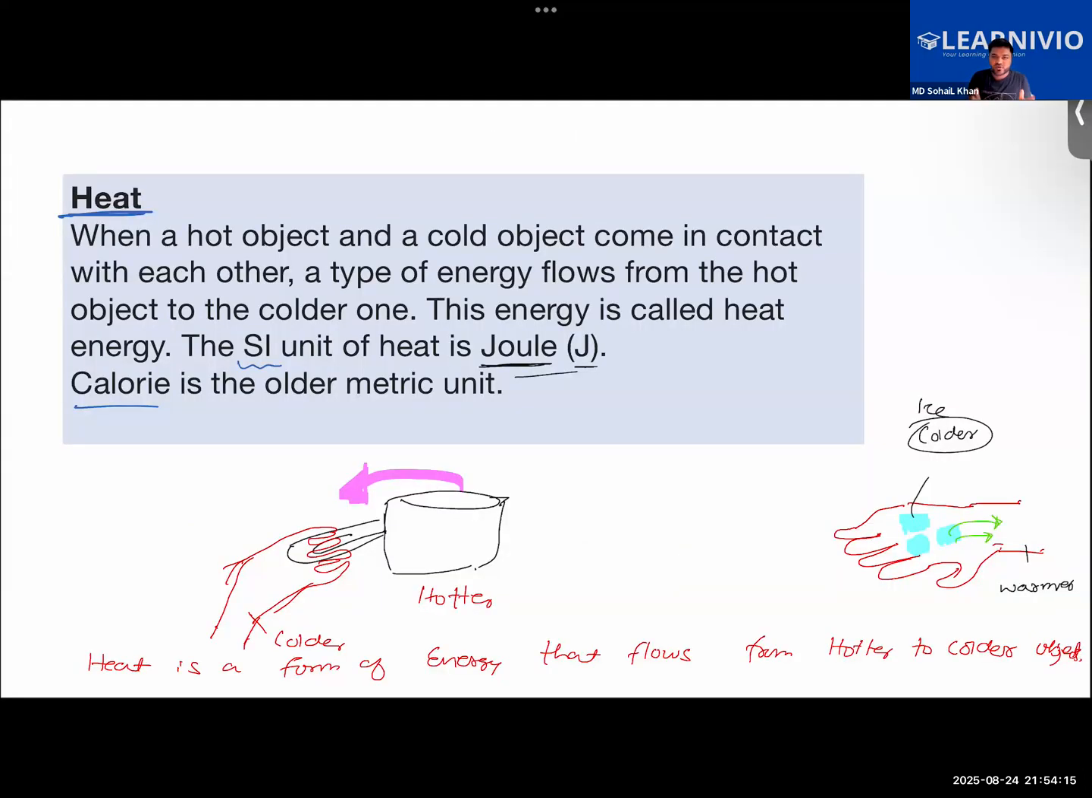So heat is basically a form of energy, right? That travels from a hotter region to a colder region, from a hot object to a colder object. For example, when you touch something really hot, you feel that something has flowed into your hand. You feel some sensation in your hand. Actually, some energy has transferred from the hotter object to the colder object. Getting it now? It's a form of energy that flows from the hot object to the colder object, and that heat is measured in an SI unit called joule.